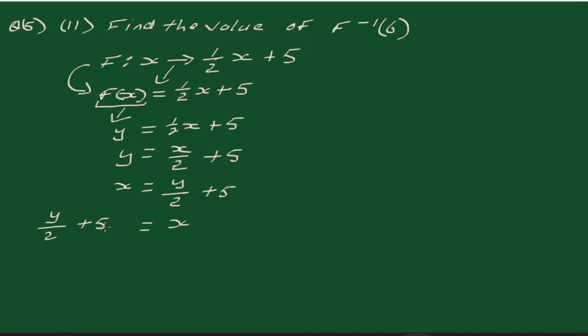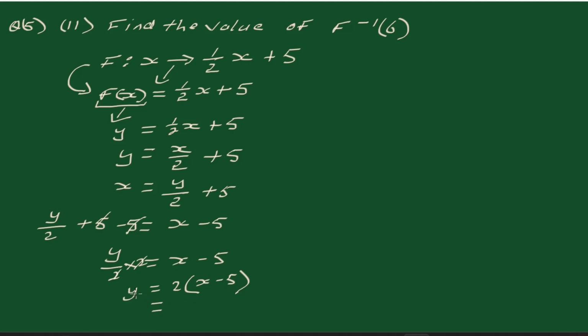Now we're going to get rid of the positive 5, so we're going to minus 5 on this side, and we do the same on the other side. We are left with y over 2 equal x minus 5. Having done that, we need to get rid of this 2, so we'll multiply out 2 on both sides. So it's y equal, and again, each term on the right hand side of the equation is multiplied by 2 also.